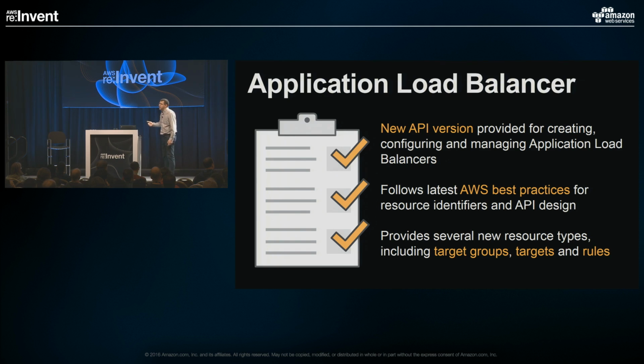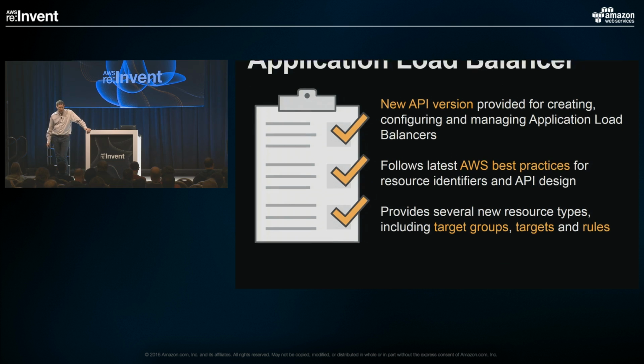It's a newer API now, so it follows a lot of the best practices that AWS has learned over the years. The original ELB API was 2009, which was early days. And we've also got quite a few new resource types. So previously, we had a load balancer. It was very simple. You had a load balancer, you added instances to it. To support all the new functionality, we've added things like target groups, targets, and rules.